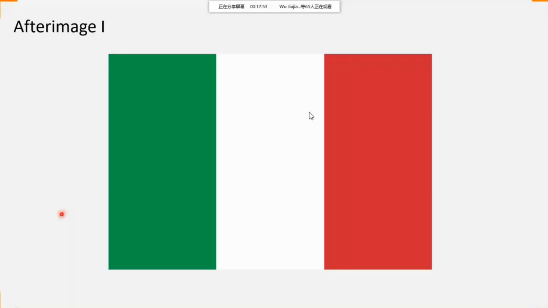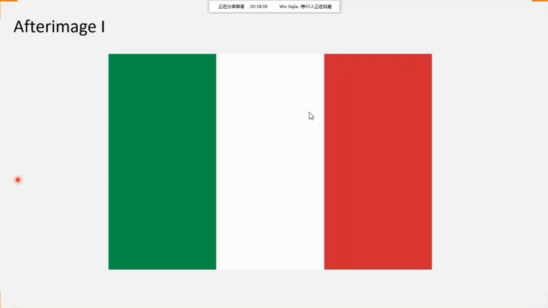Or here, that's an example for the after image. This is the national flag of Italy. And if you look at this flag for, let's say, 20 seconds, you can try that. Just focus on the point in the center here. Just focus on the center of this flag. I wait for 20 seconds. Just concentrate on the flag.